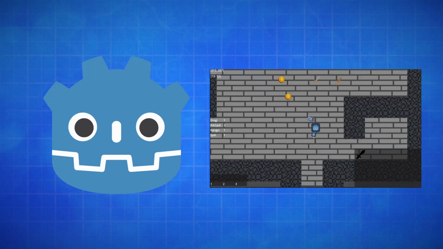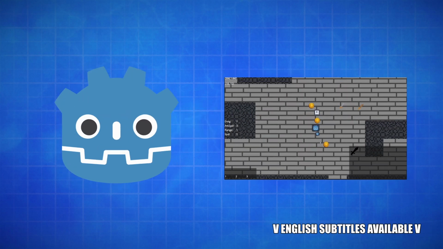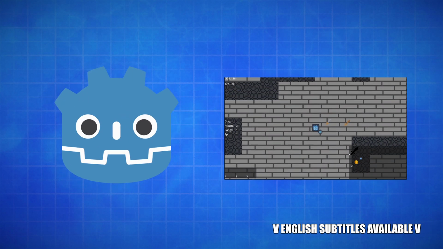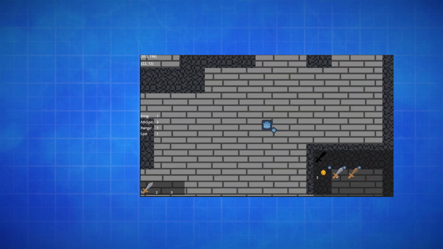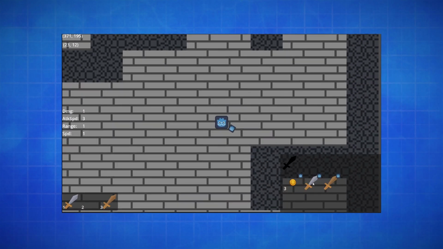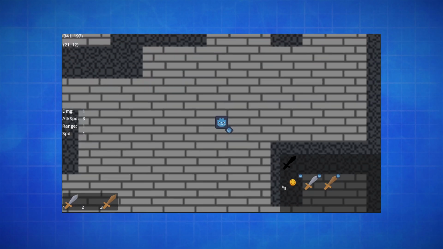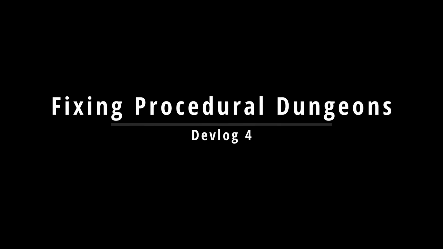Hey and welcome to another devlog of my roguelike game, which, surprise surprise, still doesn't have a name. At this point, it's almost a feature. I ended the previous devlog saying I would focus on fixing procedural generation for dungeons. So guess what? I actually did it.